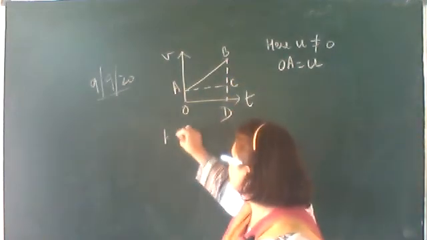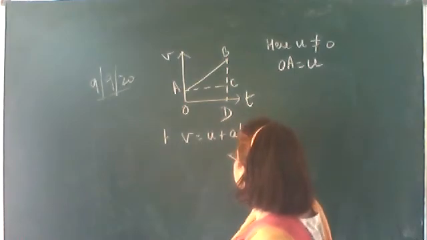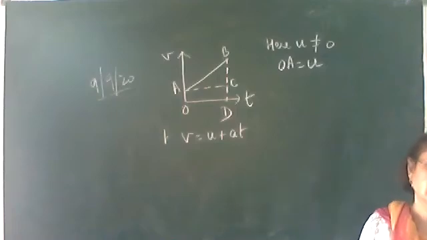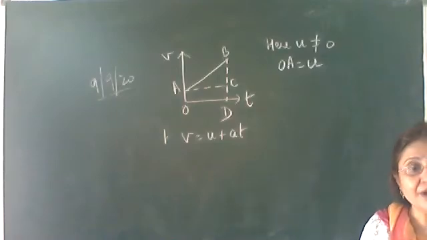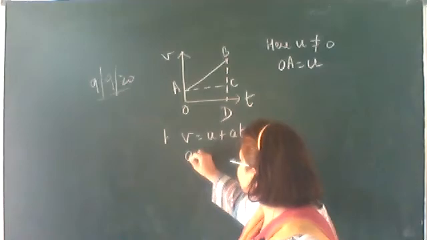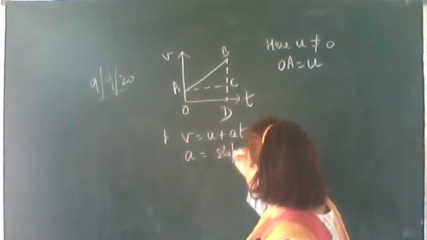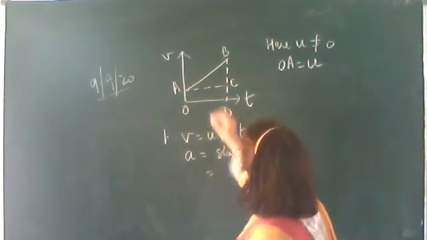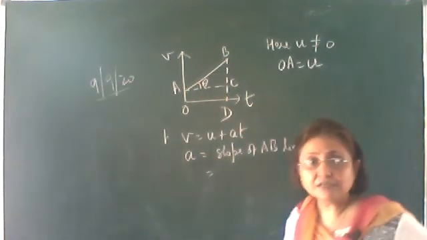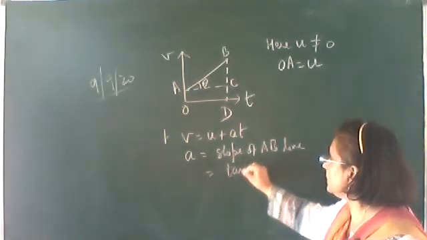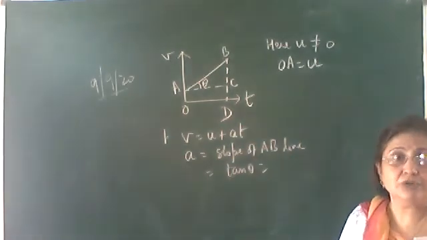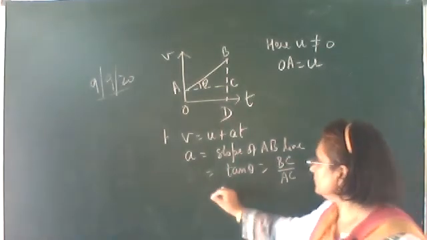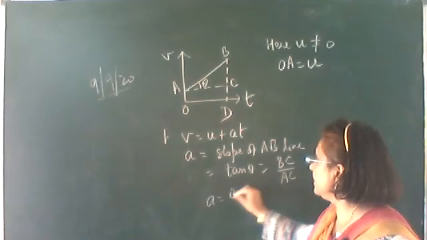Now the first equation of motion is V is equal to U plus AT. As you can see, acceleration is coming in this equation. So from the VT graph, how can you find the acceleration? Acceleration is the slope of AB line. If this angle is theta, the slope is tan theta, which is perpendicular upon base. Perpendicular is BC upon AC. So acceleration is BC upon AC.